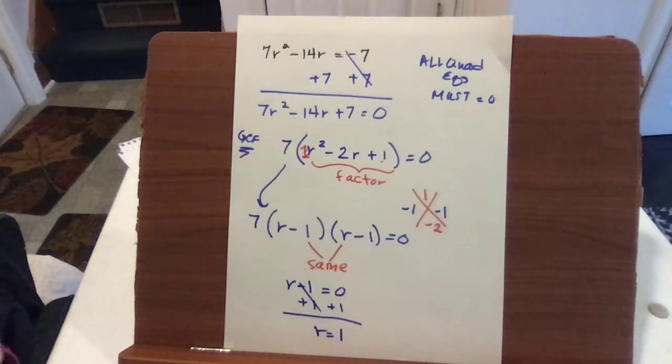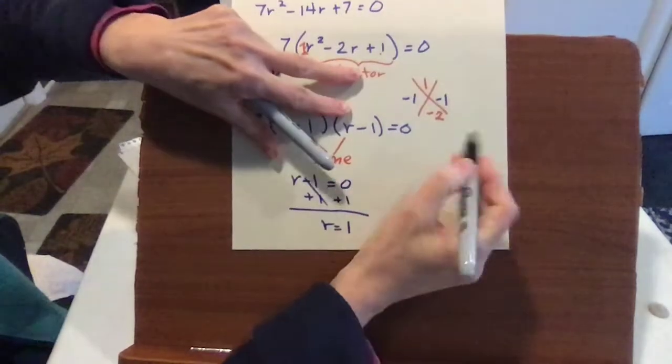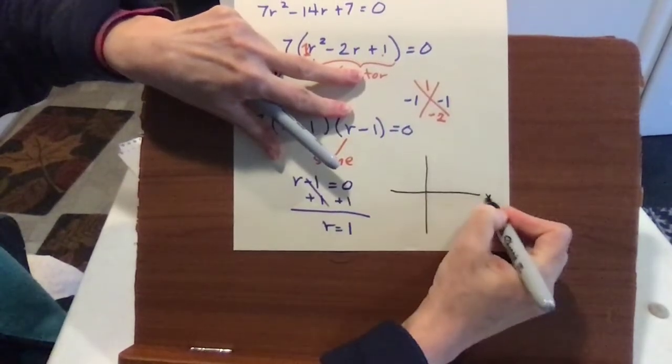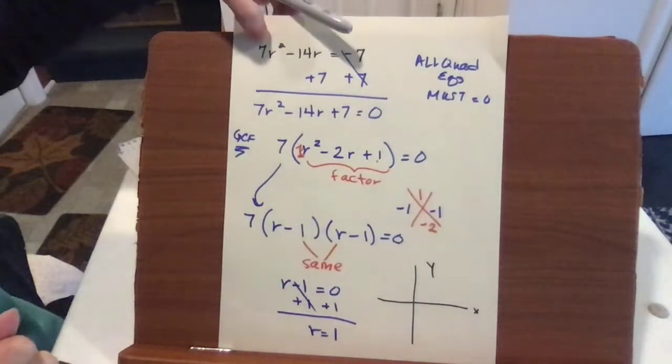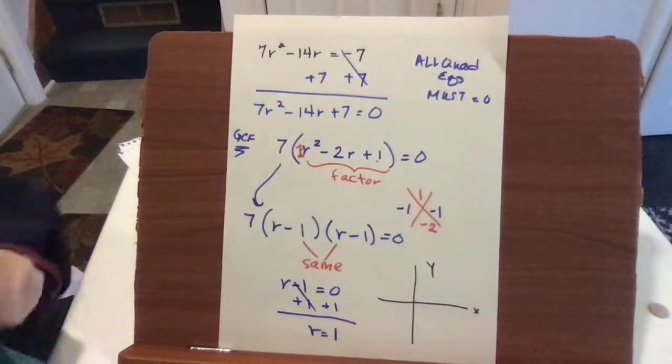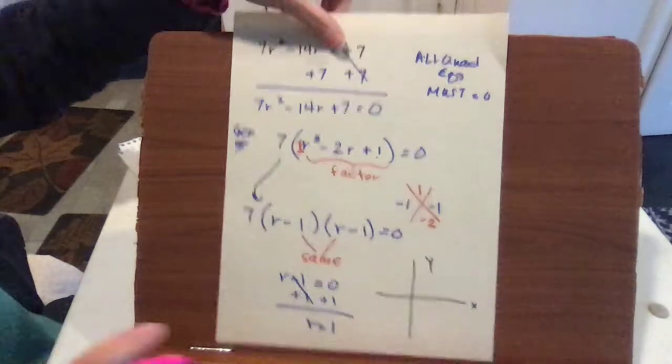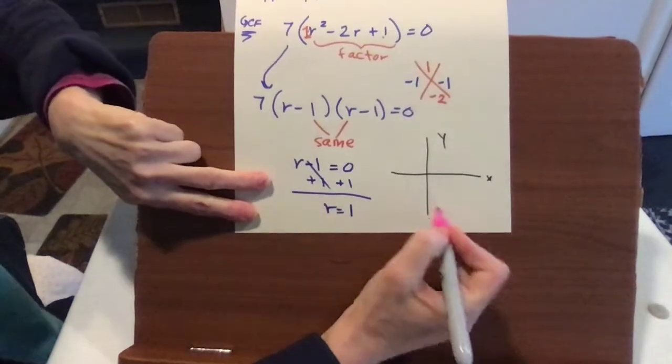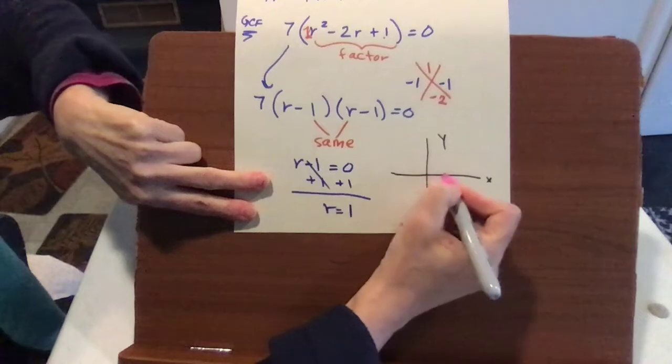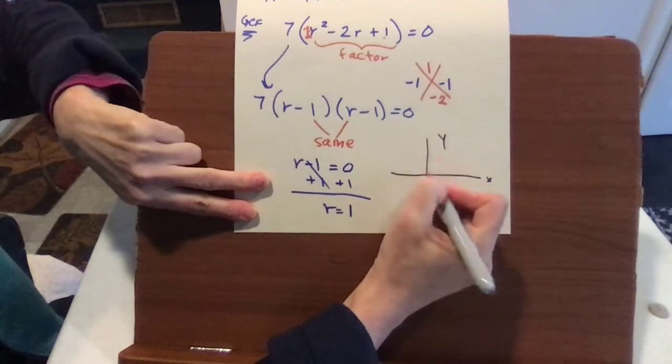So we need to think, okay, what would that look like? There's our x-axis, y-axis. This is our parabola. It's very, very narrow because it's 7 times the parent as far as its y values. But since we only have one x-intercept, that means y is 0 there, so it's not going up or down here.